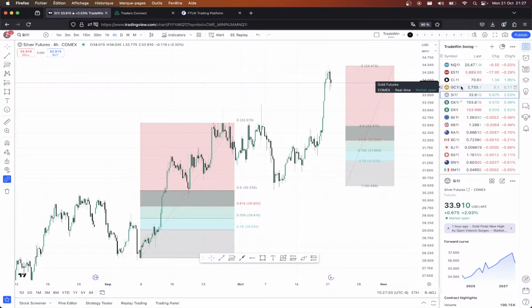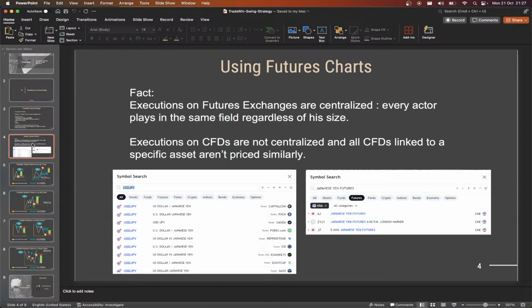When you trade with CFDs, you can have multiple CFDs. That's what I'm saying there. You have multiple CFDs for one pair, but one unique futures underlying. Okay, I absolutely don't want to be bothered about the difference in price between all of these brokers. I only rely most of the time on the CME exchange. Okay, that's the Chicago Mercantile Exchange for futures. But I really do execute my trades on CFDs. That was a quick reminder.